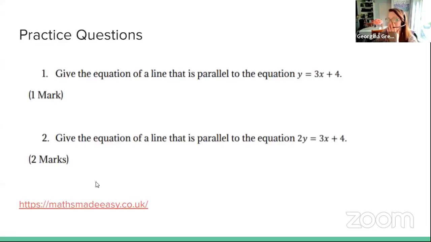Okay, so we were looking at this one, gives the equation of a line that's parallel to the equation y equals 3x plus 4. So if it's parallel, it would have to have the same gradient. So the examples that you can give are infinite, but it would be anything that starts y equals 3x, and then the y-intercept, the number that you add on, can be anything that you like. So it could just be y equals 3x.